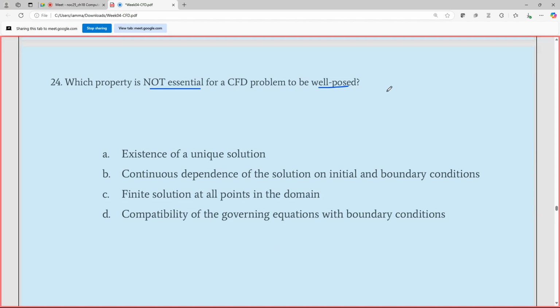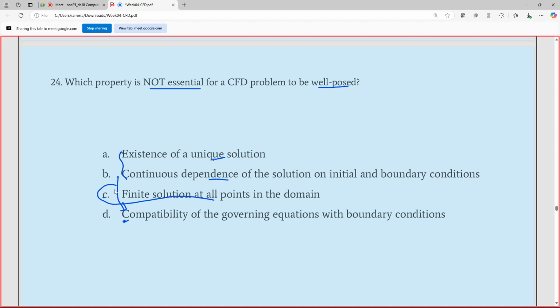Well posedness of a mathematical problem is the ability of the problem to have a unique solution which is continuously dependent on the initial and boundary conditions. So options A and B are the most essential properties of well posedness, and option D follows from option B, since the dependence of the solution on initial and boundary conditions creates the compatibility of the governing equation with the boundary conditions. So our answer is option C.